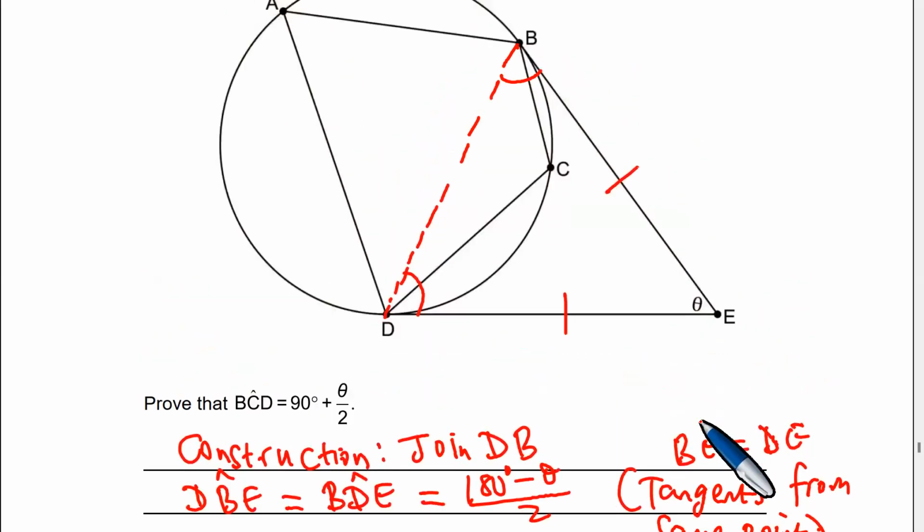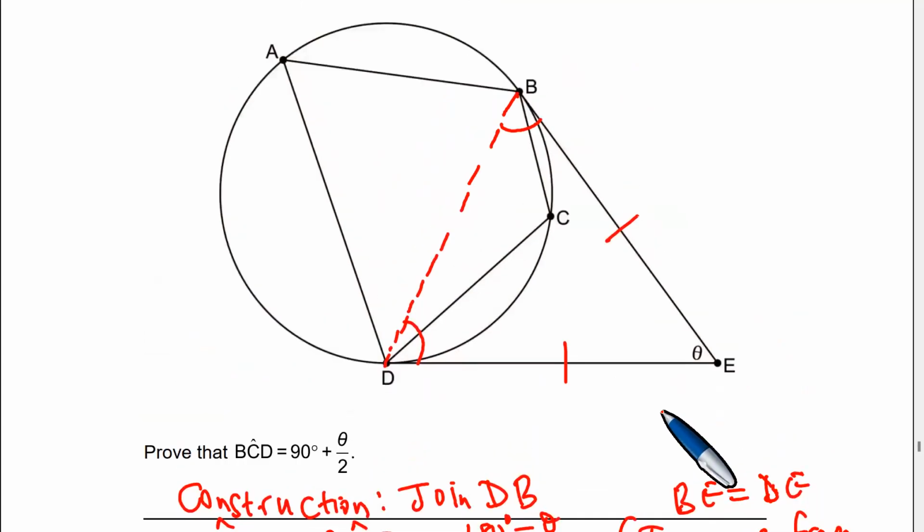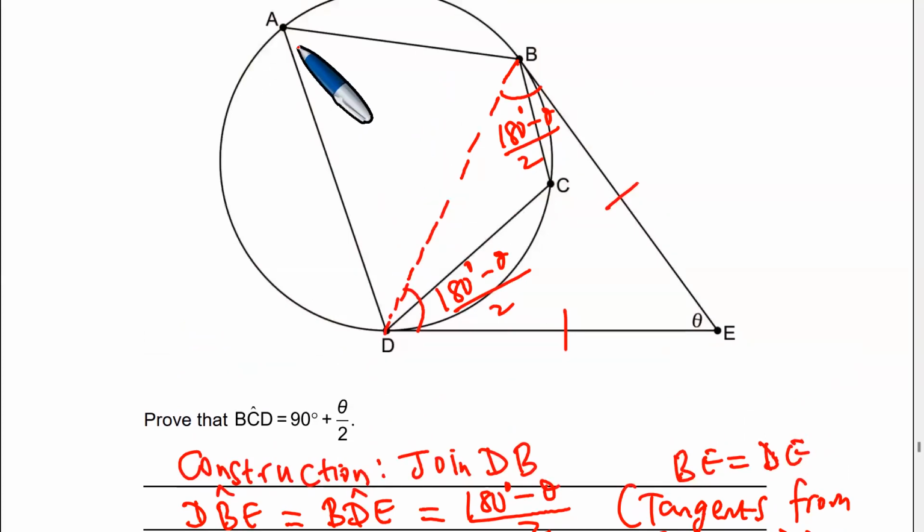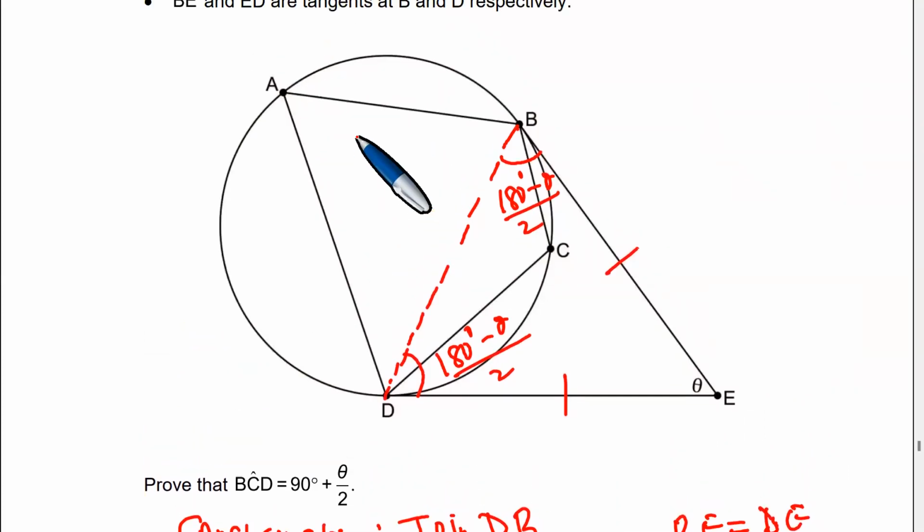So angle C now. So what does it mean about angle A? Because we know that this angle here is 180 degrees minus theta over 2, and this is also 180 degrees minus theta over 2. So each one of these is 180 minus theta over 2. And then now we can get angle A.